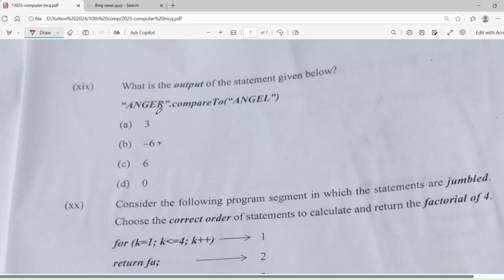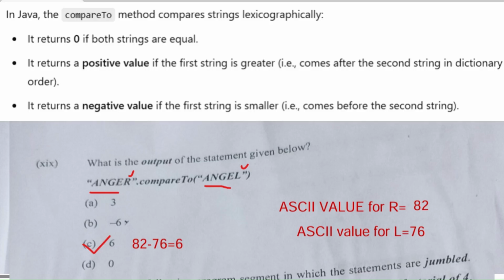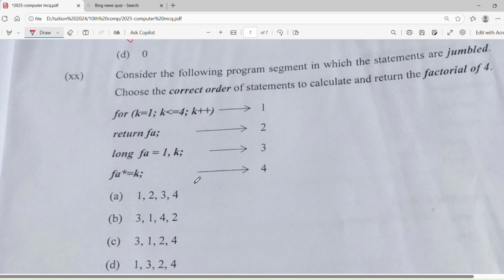For anger.compareTo(angel), the comparison starts character by character. Anger and angel are identical up to ANGE. The difference occurs at R, ASCII value 82, and L, ASCII value 76. 82 minus 76 equals 6, so the result is 6, a positive value. Thus, anger is lexicographically greater than angel, and the output is 6.